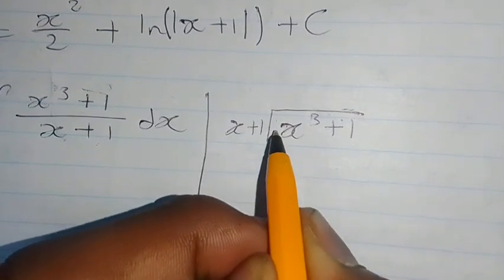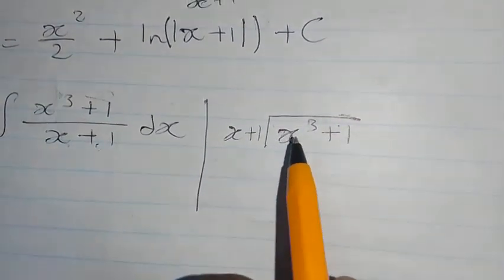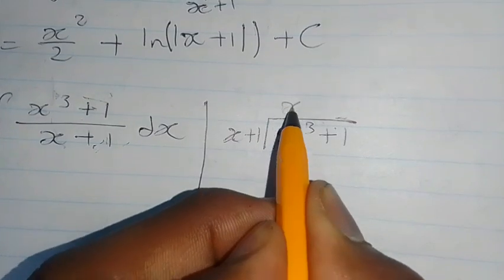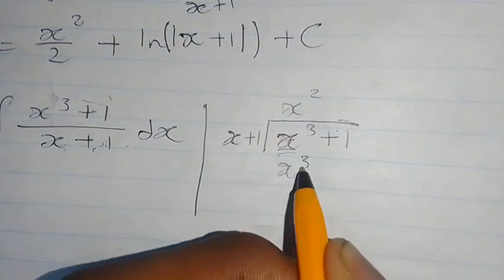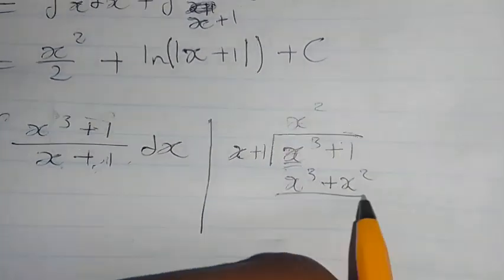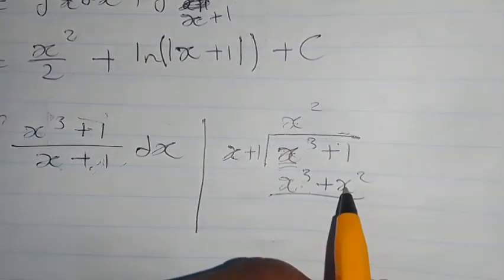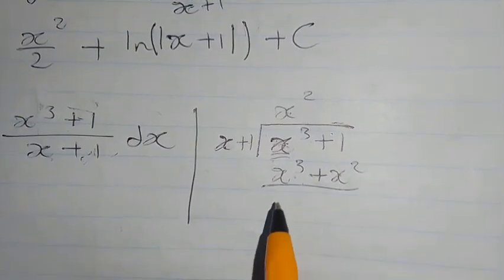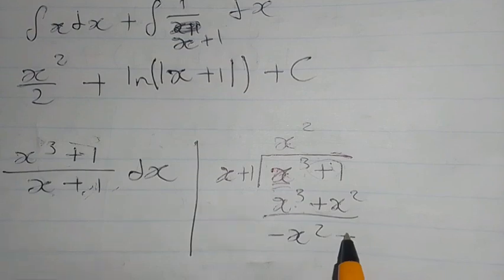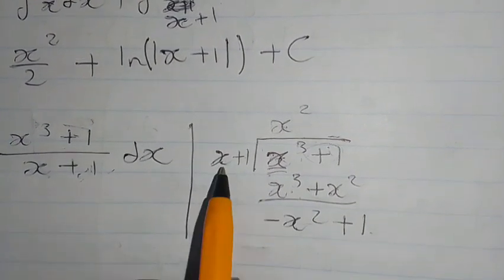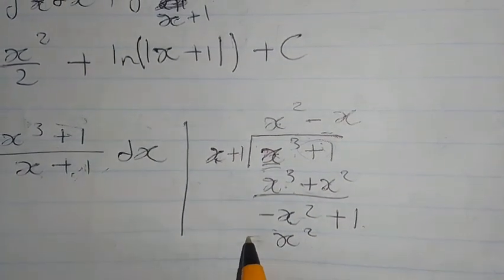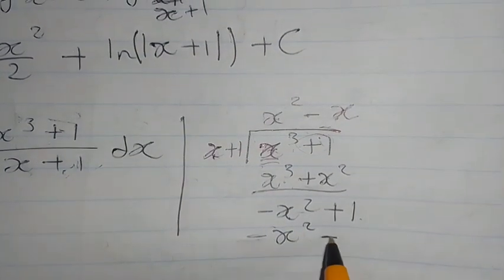Then you'll have x plus 1 as the denominator, and x cubed plus 1 as the numerator. Then you say x cubed divided by x, you'll have x squared, and then x squared times x, you'll have x cubed, and then x squared times 1, which is x squared. Then x cubed minus x cubed is 0, and x squared doesn't have a like term, so you just have 0 minus this, so minus x squared, but then you take 1 down there, so you have minus x squared plus 1. Then you say minus x squared divided by x, which is minus x, and then minus x times x gives minus x squared, and minus x times 1 gives minus x.